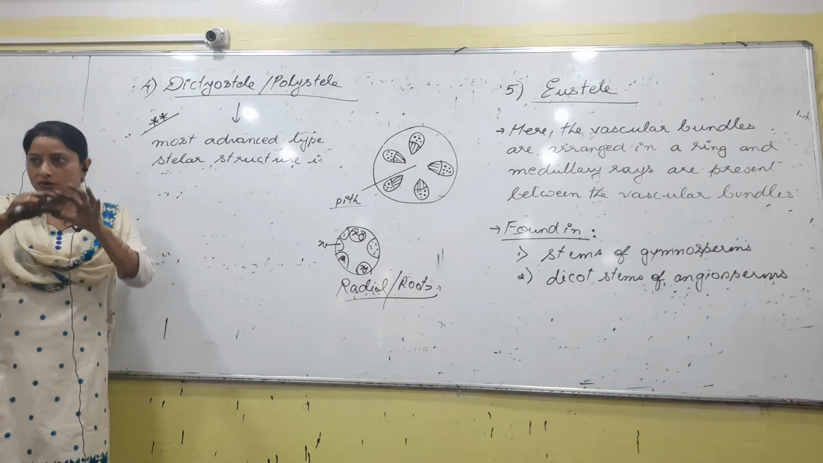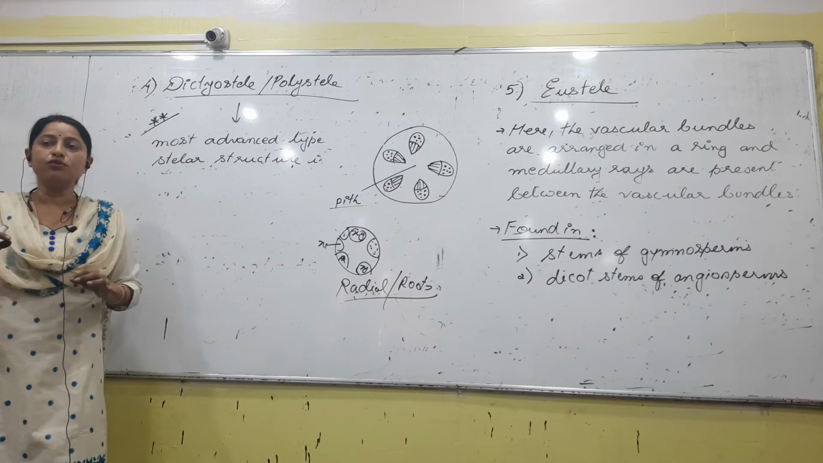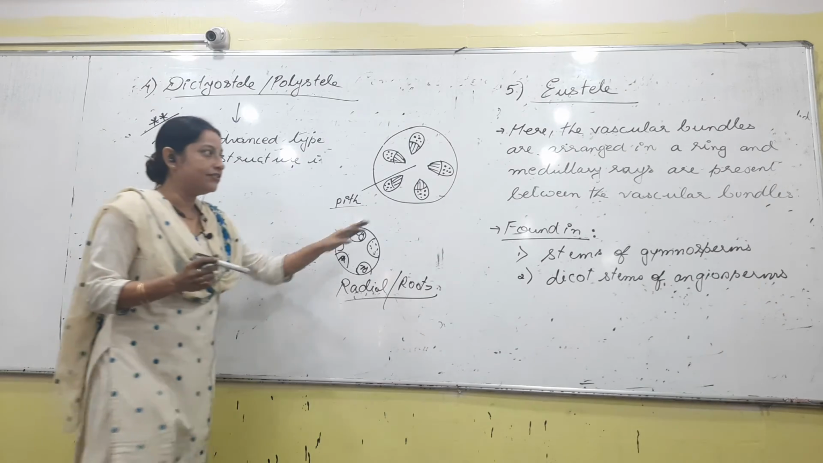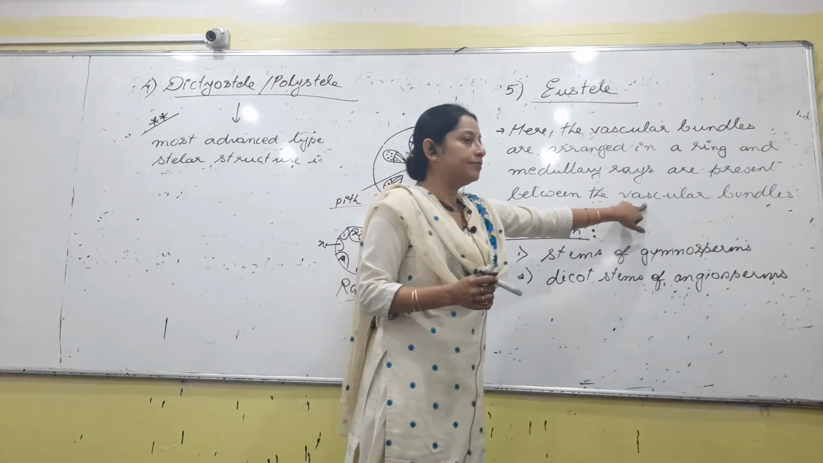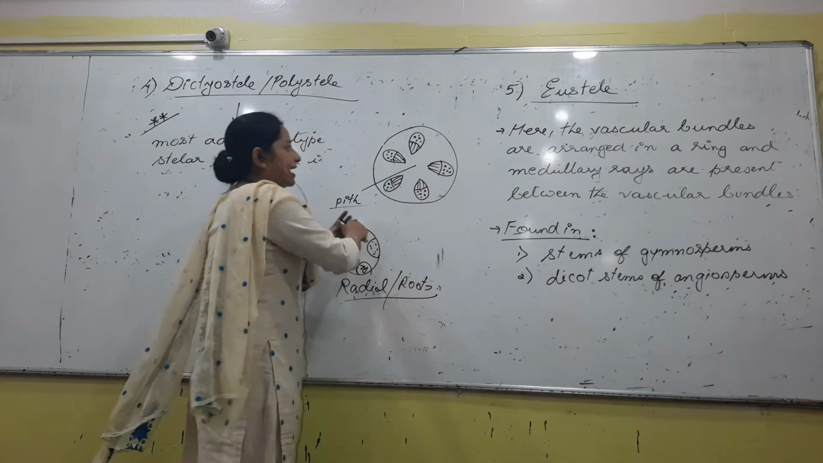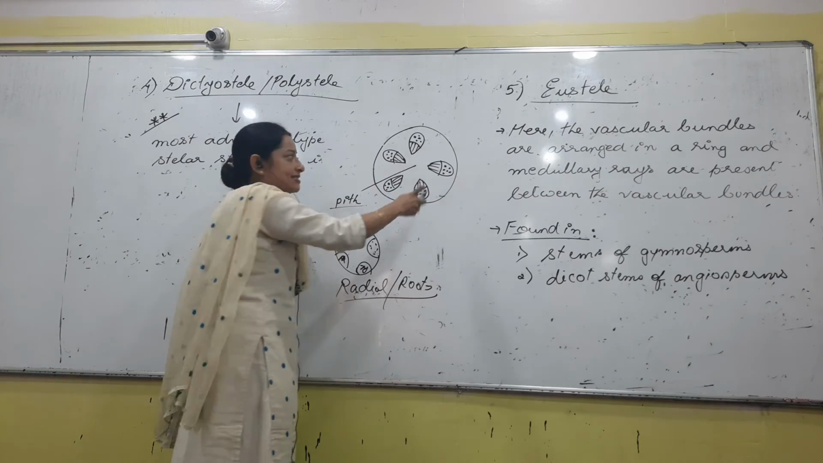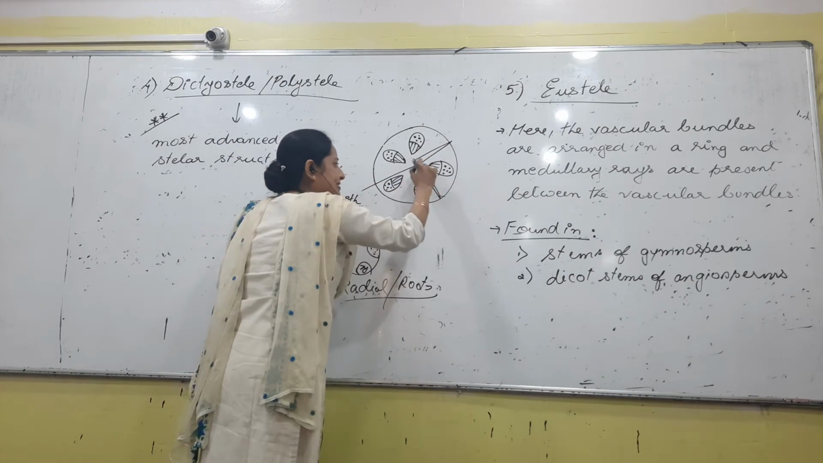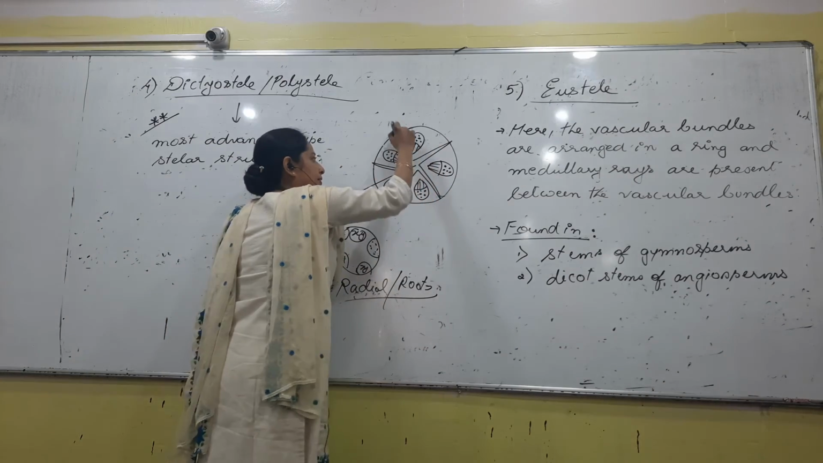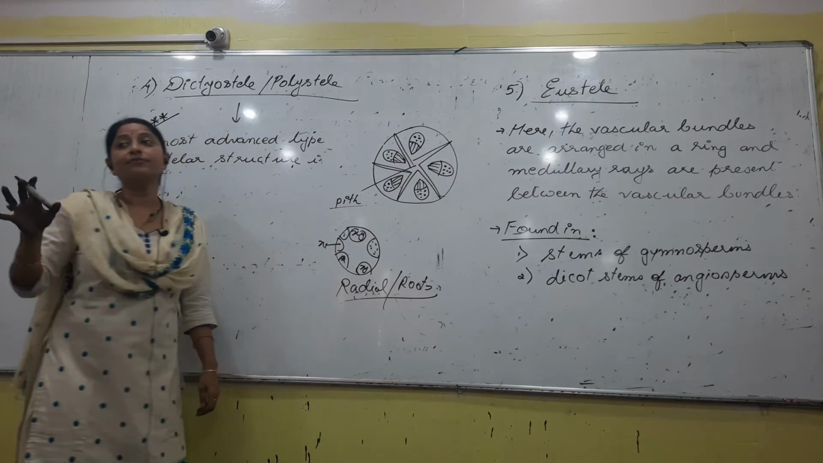Ray-like structures or ray-like cells that develop in the position between the vascular bundles. I have already written it. Between the vascular bundles, obviously there will be cells. So you will see some ray-like cells, and these are called what? Medullary rays.